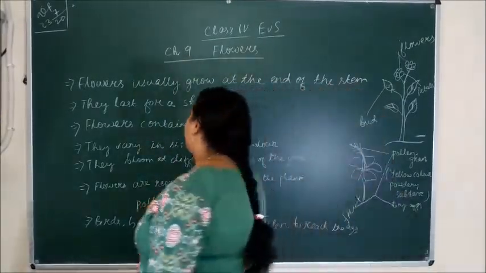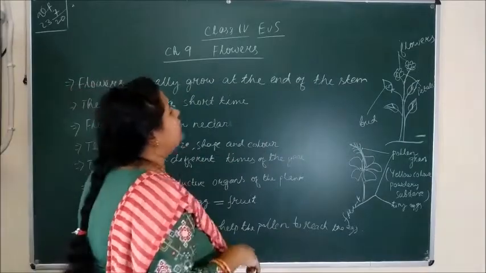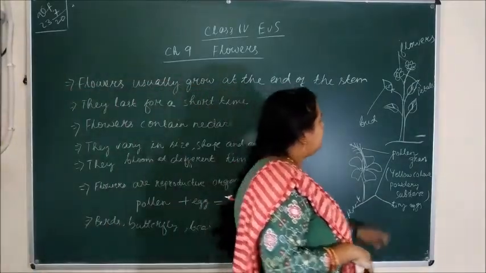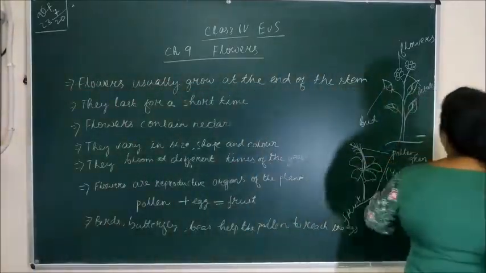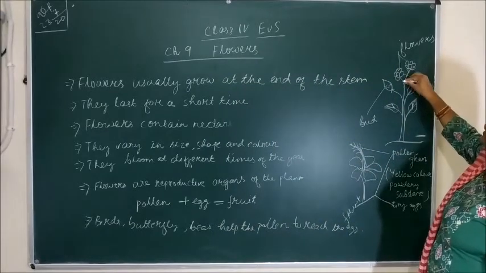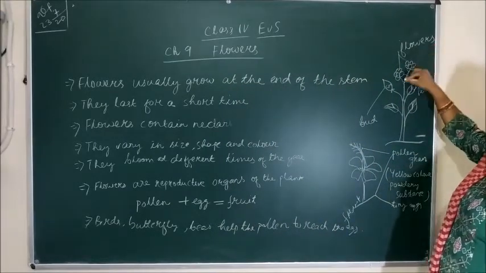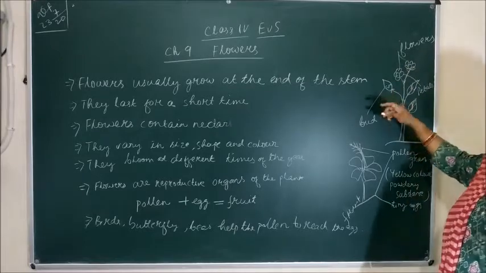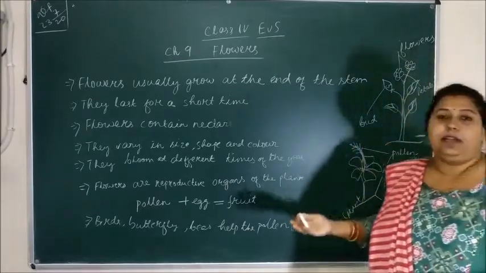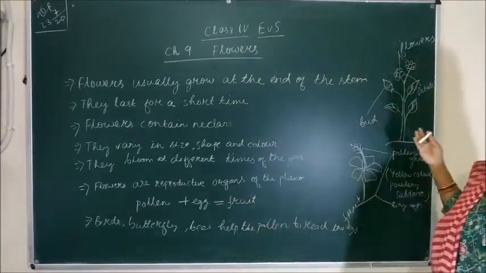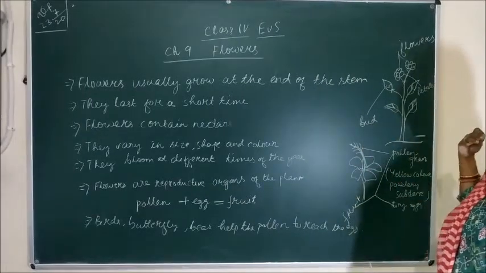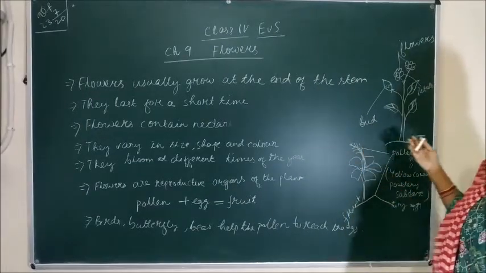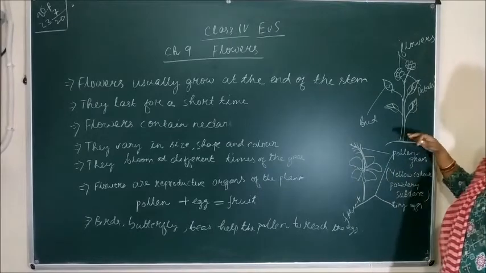First of all, flowers usually grow at the end of the stem. Normally we can see the flowers at the end of the stem. You know that flowers come in different colors and have different shapes. Also, they bloom in different seasons. All of these things we have to discuss step by step.